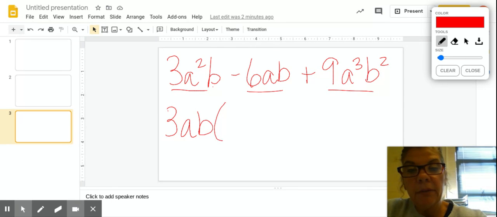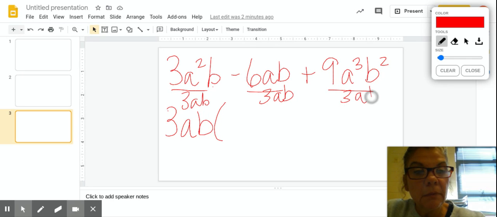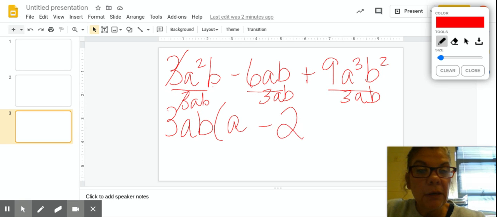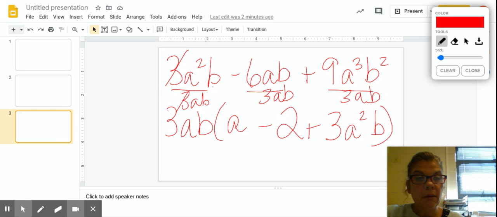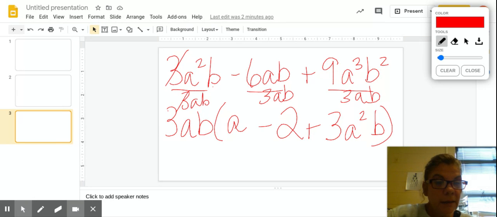That leaves me with, so you're going to divide each piece by 3ab. Each term gets divided by 3ab. That leaves me with a to the first power minus 2 here plus 3a squared b. And that's how you factor out the greatest common factor.